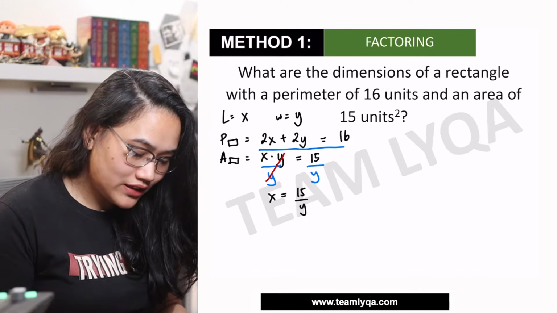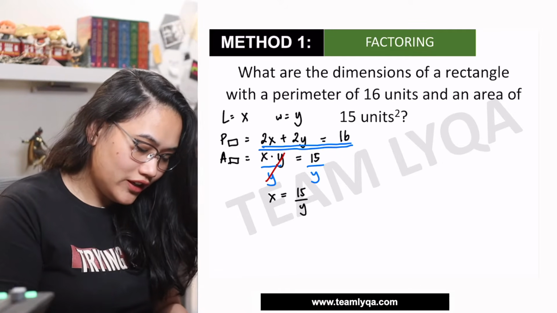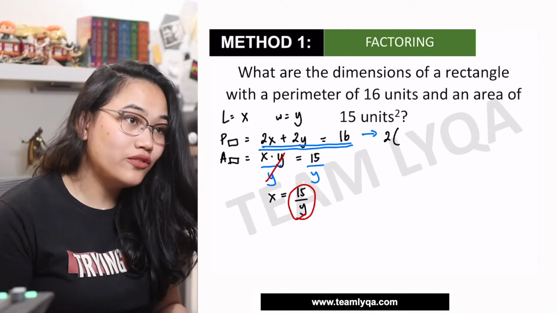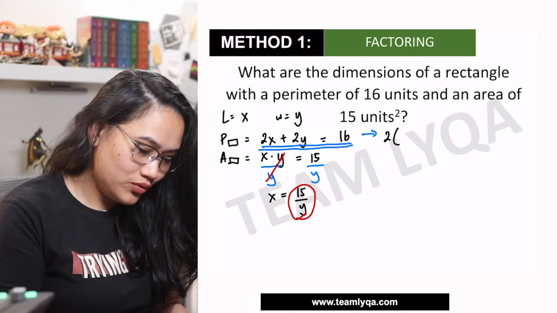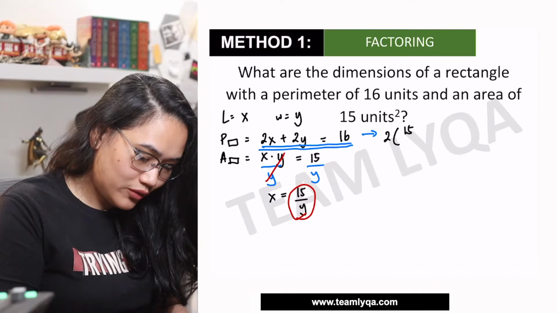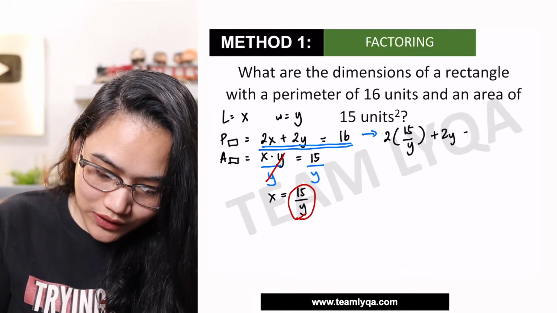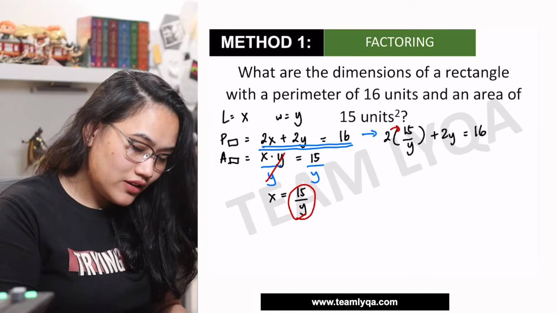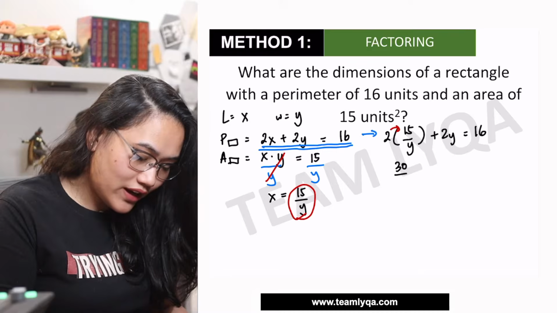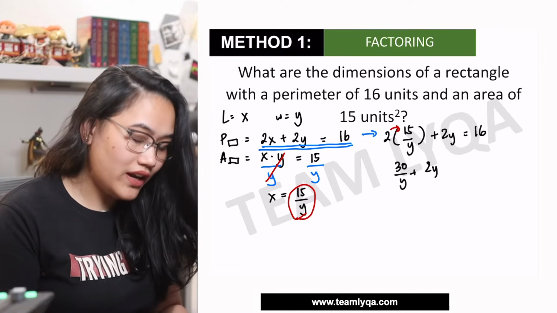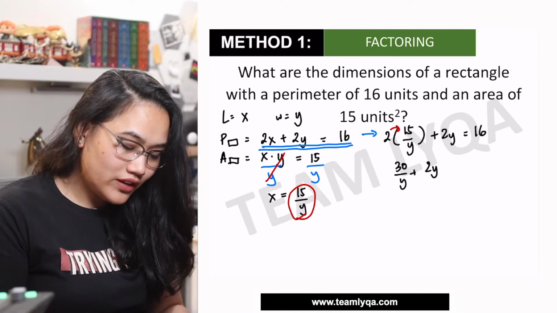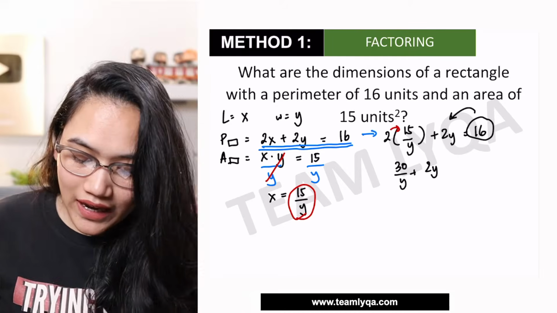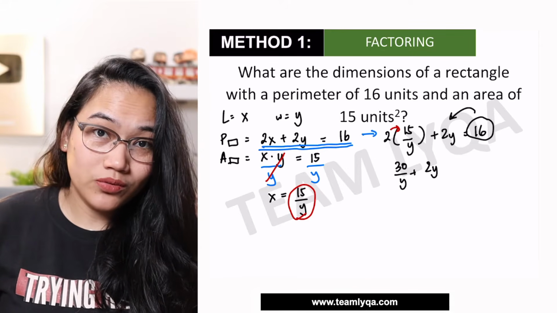So again, this right here will turn into this. You have 2 times 15 over y. So, we just put it there: 2 times 15 over y plus 2y is equal to 16. Now that we have that, we multiply the 2 by 15. So, we get 30 over y plus 2y. This is also the time to transfer the 16 so it becomes a trinomial and one side is left as 0.